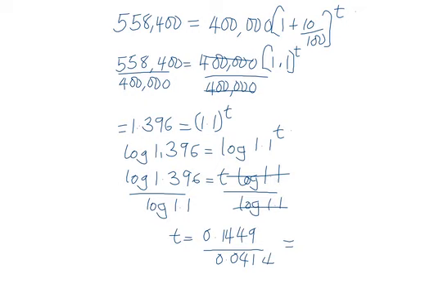And this is equal to 3.5 years. We have been told to write to the nearest month, so this means that our answer should be 3 years and 6 months.